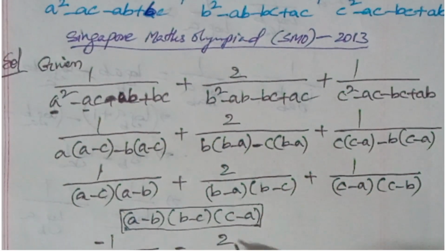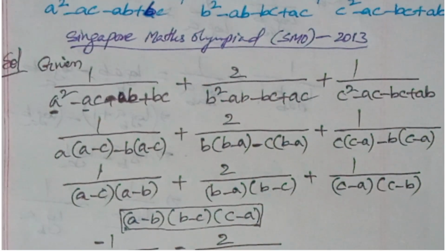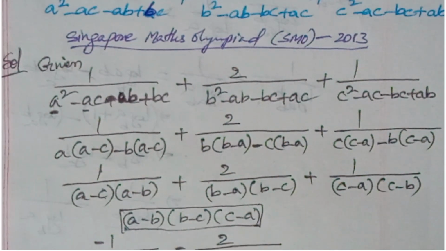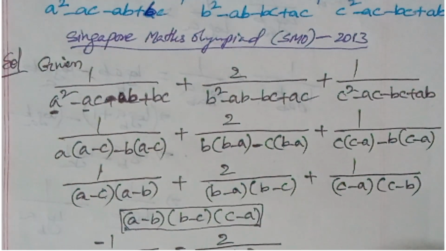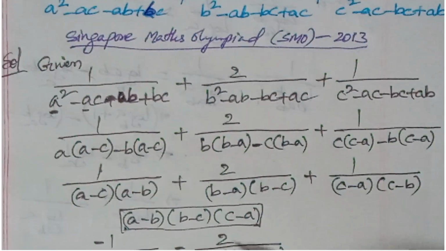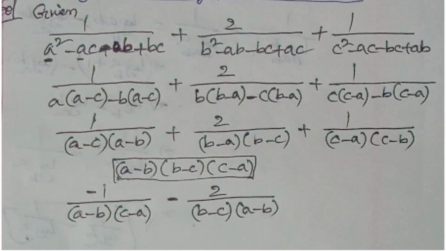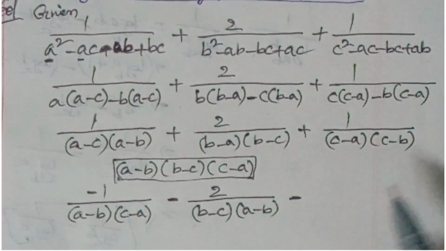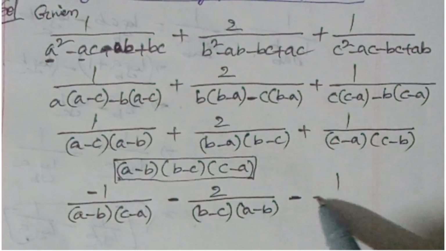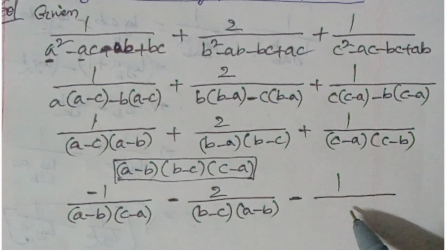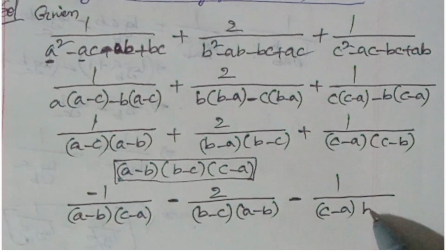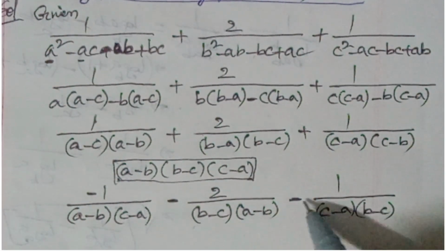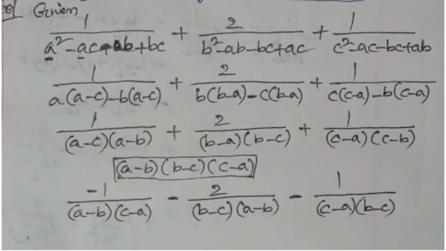The second one also will get the same negative. Here B minus C is there, and here B minus A is there, but you have to get A minus B, so for that you'll get negative. In the third one, here also you'll get negative. Here C minus A is already there, and the second one, B minus C should be there, so for that you got a negative symbol.